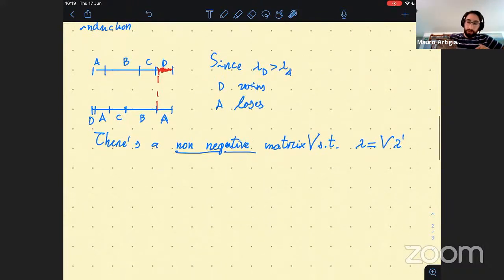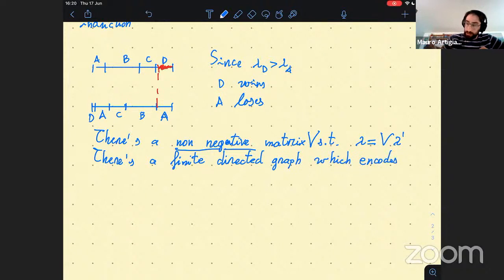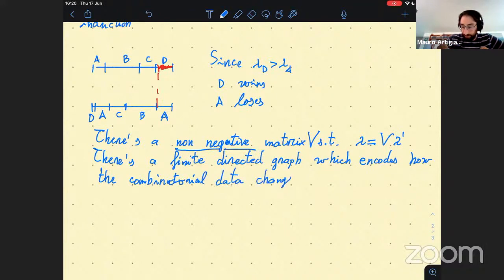The other thing that I want to say is that there is a finite directed graph which encodes how the combinatorial data, meaning those two permutations that give you your interval exchange transformation, changes under Rauzy induction. Okay, this will be relevant later.